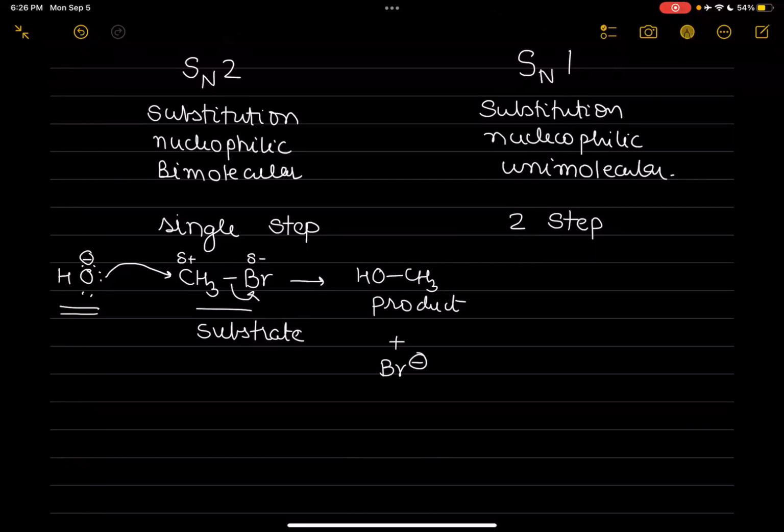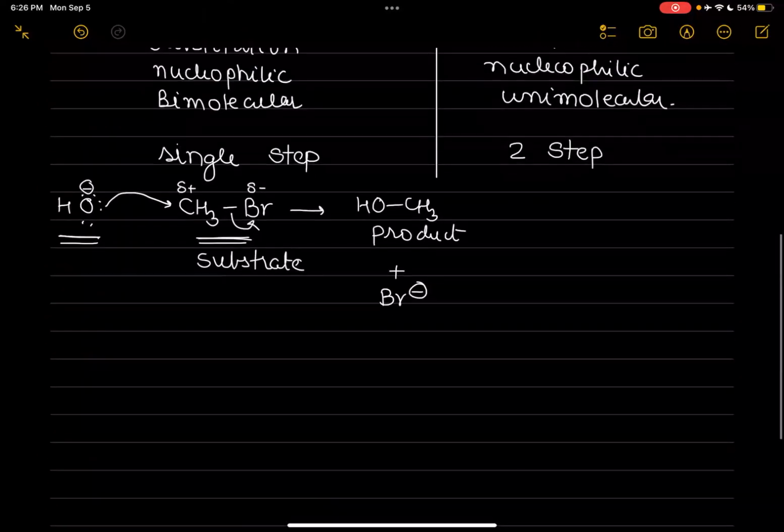So this is bimolecular, because two molecules are simultaneously participating in the reaction. That's why it is called bimolecular. Okay, it occurs in single step only. But how is it possible that it occurs in single step?